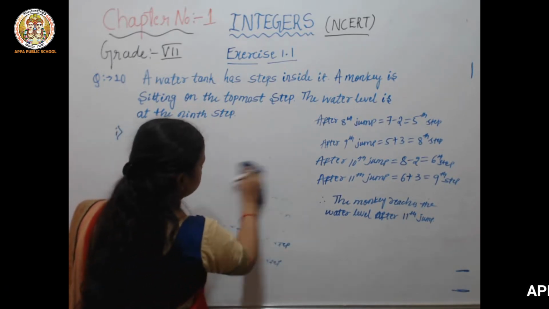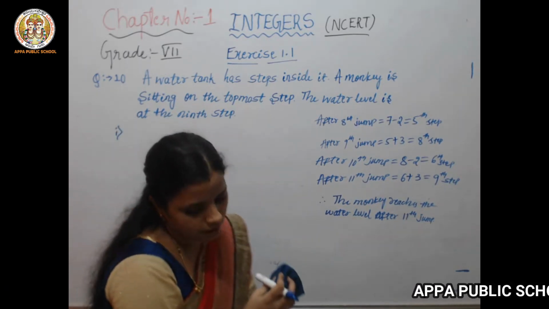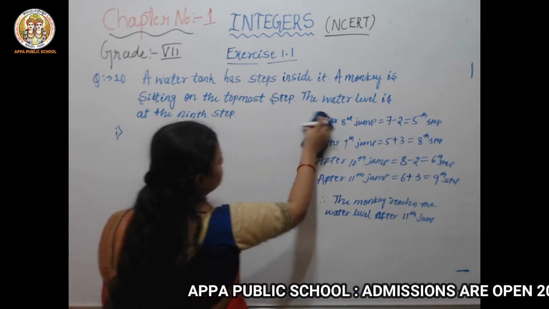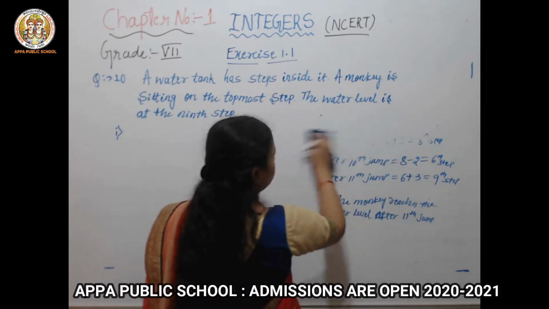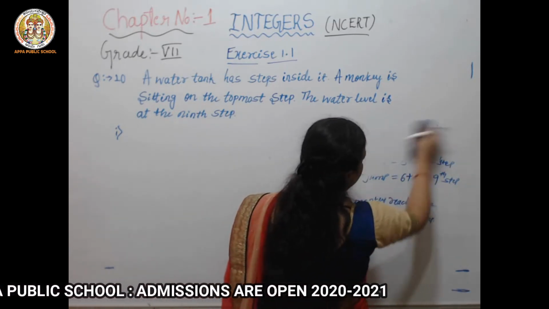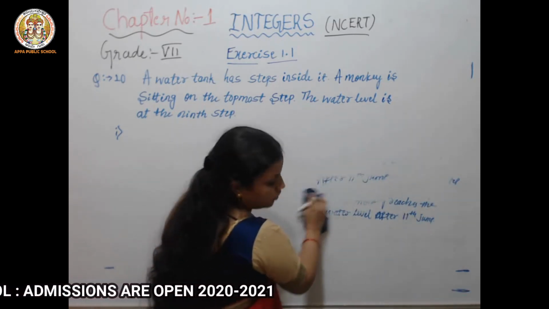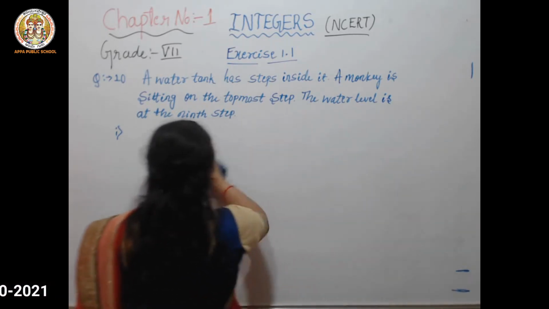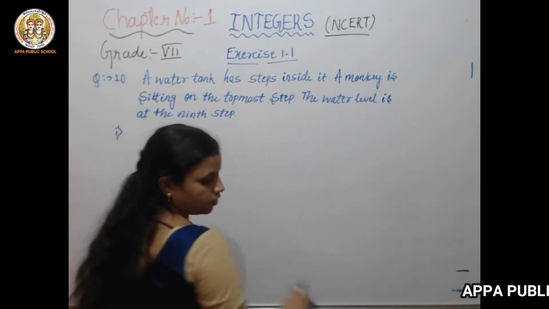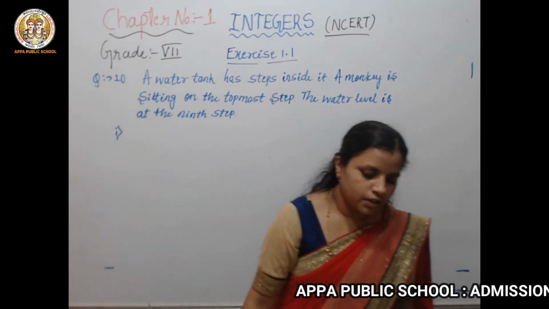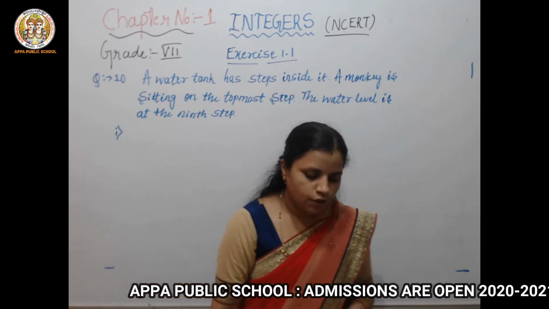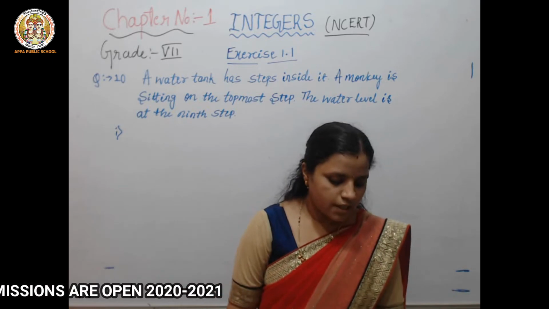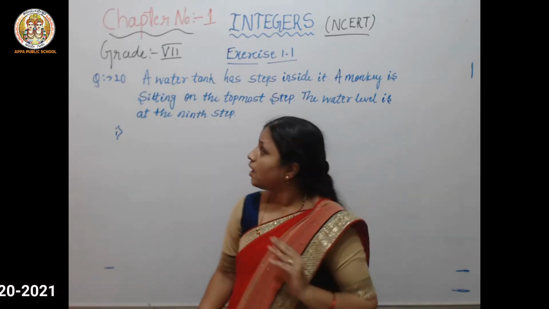The second question is after drinking water. So after the 11th jump, the monkey reaches the water level. After drinking the water, again he wants to go back. After drinking the water, he wants to go up. For this, again the monkey has to jump. For this, he jumps 4 steps up.